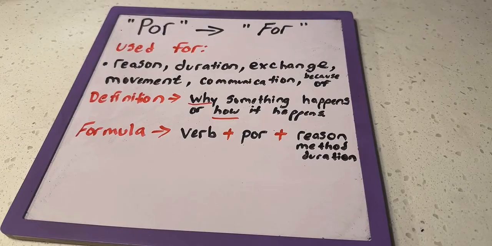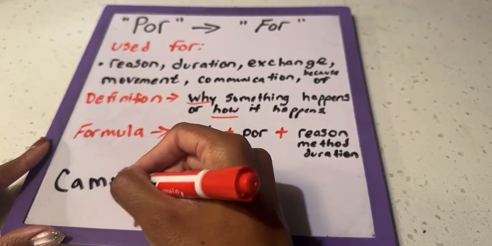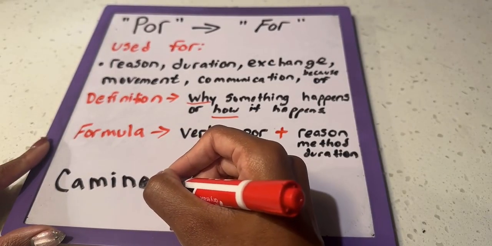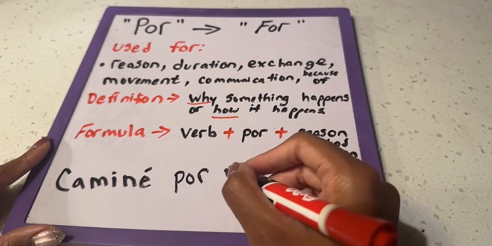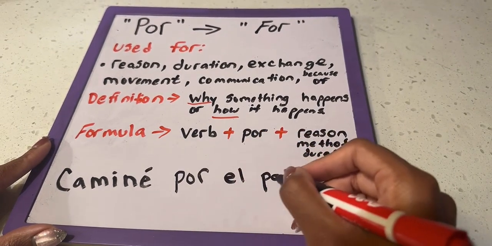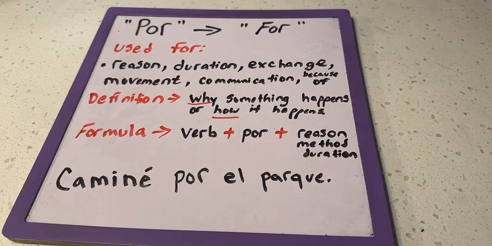All right, now let's do another one. So we did reason, we did duration. Let's do movement. So by means of. I'll give you an example of what that looks like. Okay. Caminé por el parque. Caminé por el parque. I walked through the park.